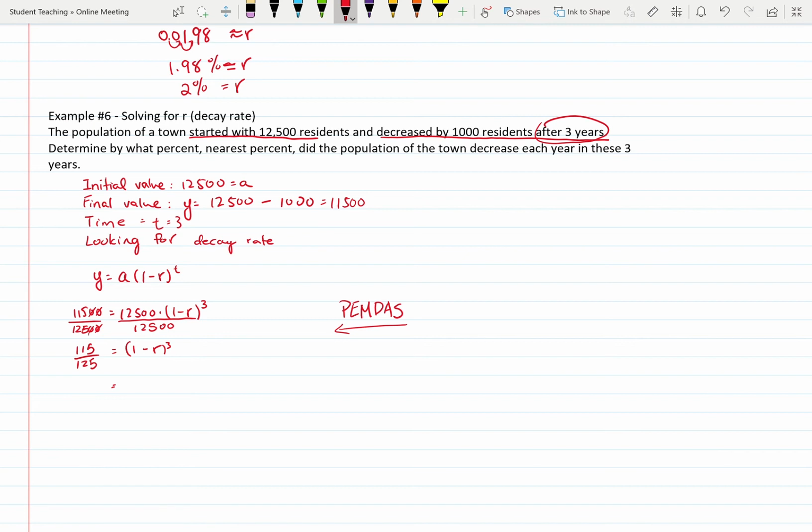Now we are on to the exponent. This time we have an exponent of 3. That means the opposite operation is the cubic root. That gives us 1 minus r. If you have a cubic root, you don't have two possible answers. That only gives you one answer. That is just the cubic root of 115 over 125.